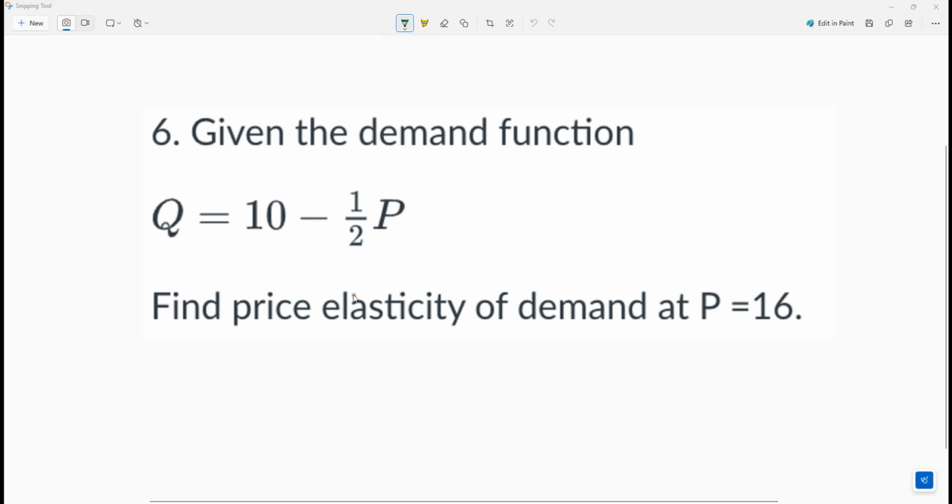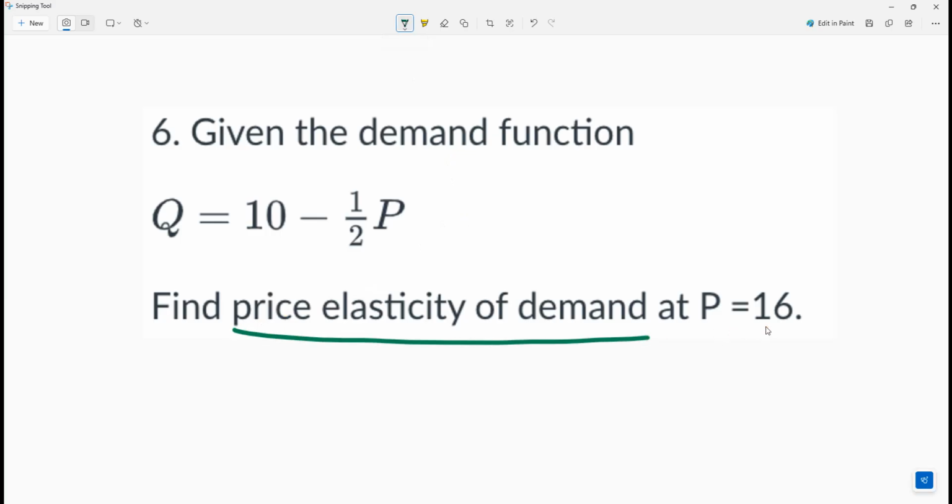In this video, we're going to find the price elasticity of demand for a particular price. So this is known as point elasticity. I'm not going from one price to another. I just want to know exactly what the elasticity is at this particular price. So there's a formula for this. It's a little bit different.